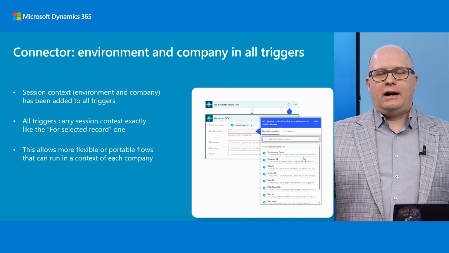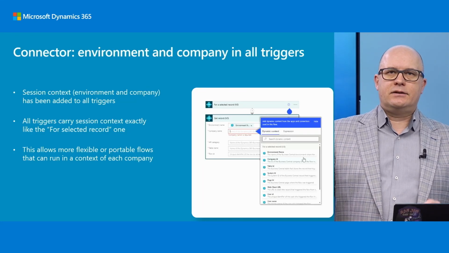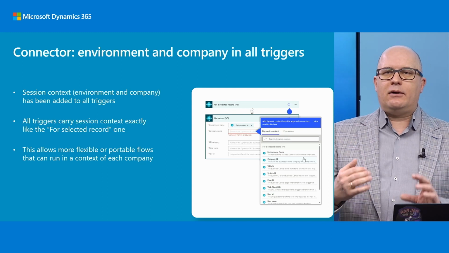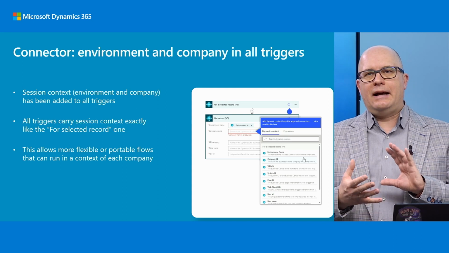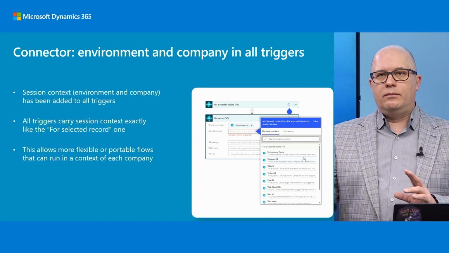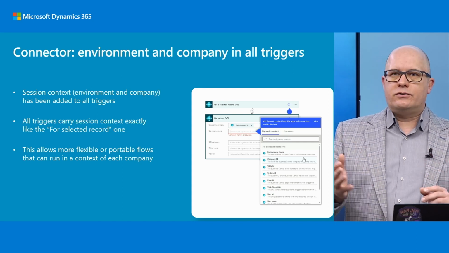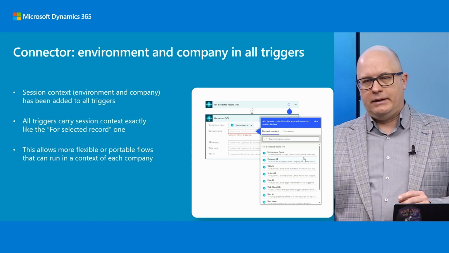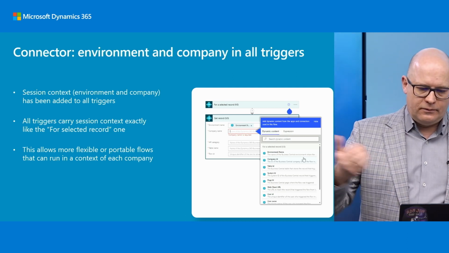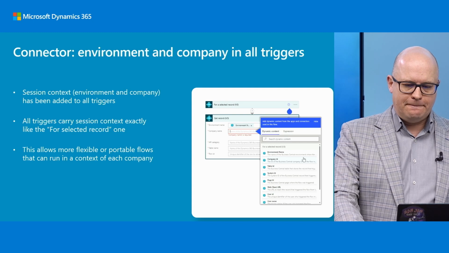Additionally, we have also added a new context about environment and company to all triggers in Power Automate. So right now you can use that concept and build Power Automate flows that are movable or can operate on various companies and environments, and that context is provided from Business Central on the fly.